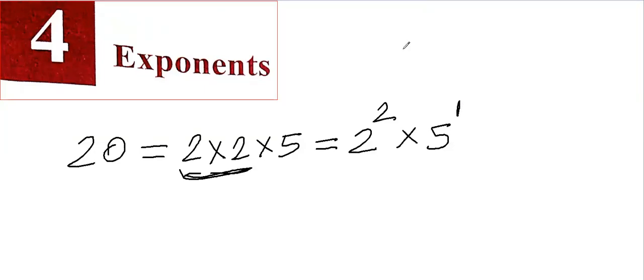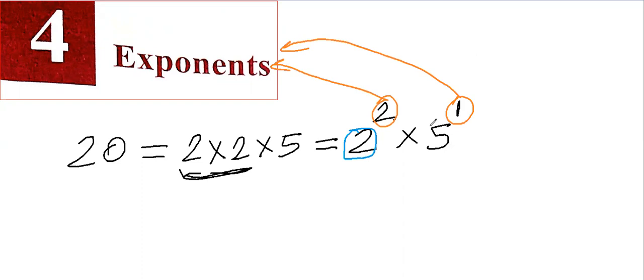So in this case, what is called the exponent? This 2 is called the exponent. Here, this 1 is called the exponent. Then you will ask me, sir, what are this 2 and this 5 called? They are called the base.